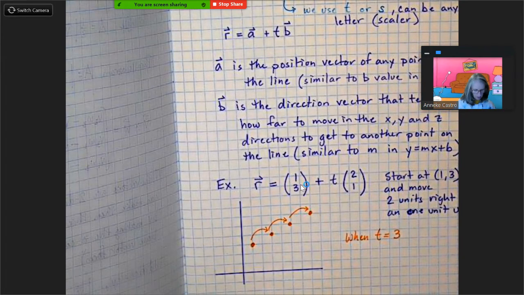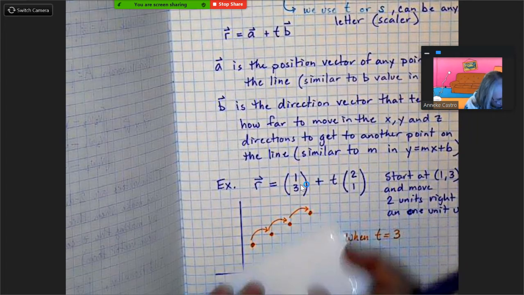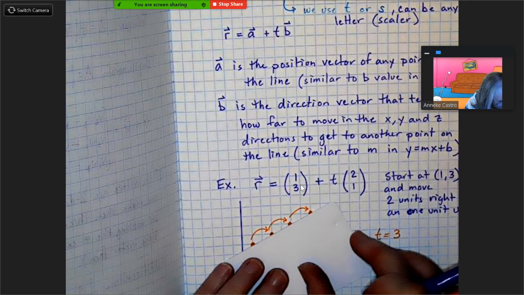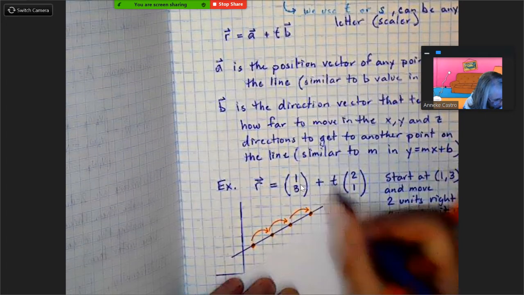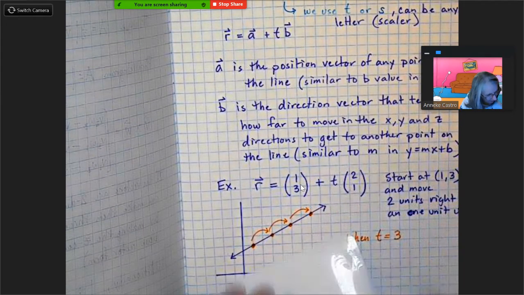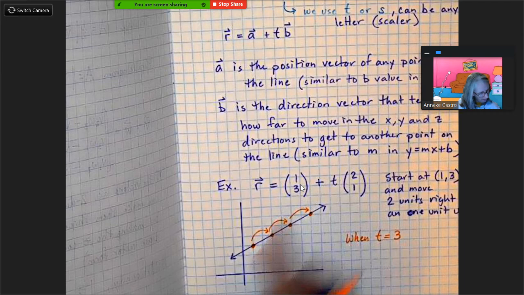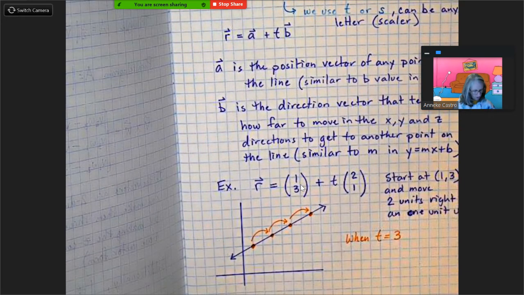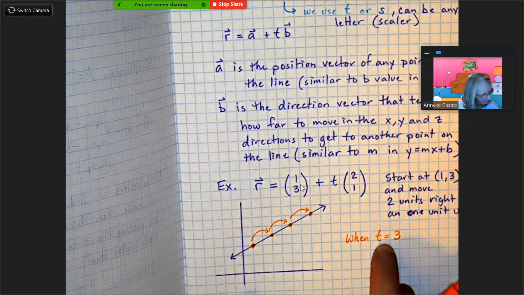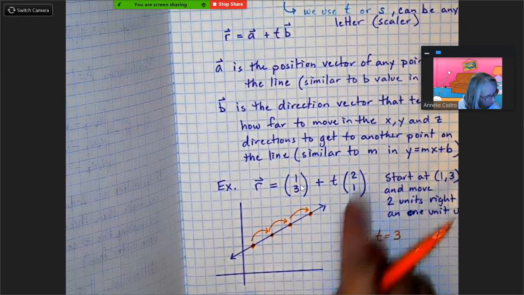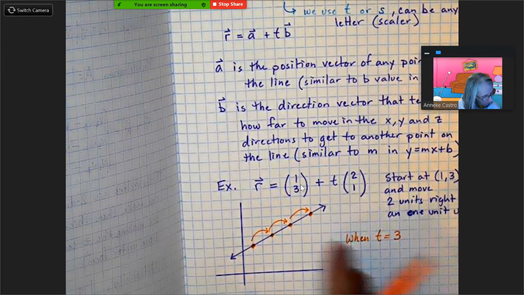Okay, the actual vector is a straight line. The vector equation of a line, I should say. This is a line, it's not a vector. I've created a line. Here's the starting point on this line, and then here's the direction. So if t is equal to 3, where do I end up? I'm going to end up here. I'm going to move this amount 3 times.